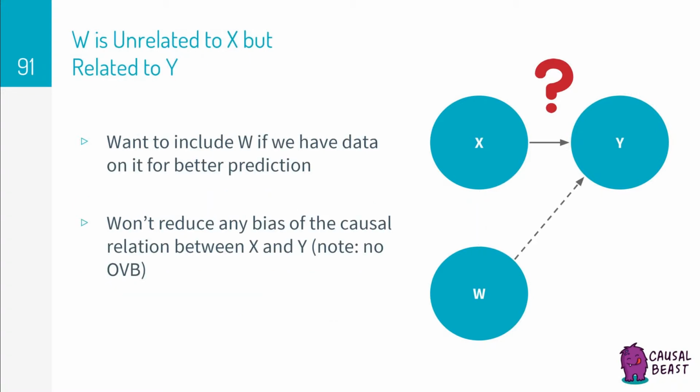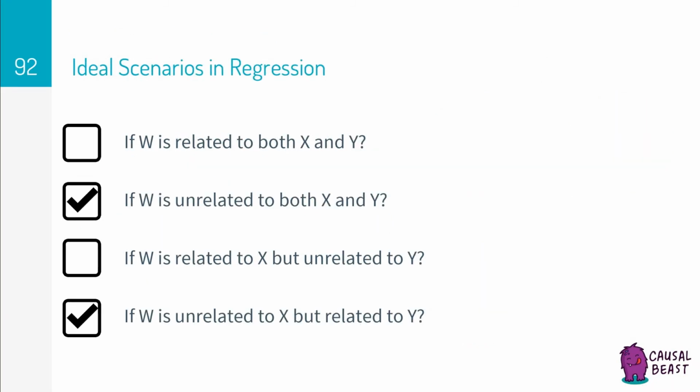And finally, let's consider the case where w is unrelated to x, but related to y. Here, there is no omitted variable bias since there is no correlation between w and x. If we have data on w, great, we should include it, since its inclusion will help us model and predict y better. But if we don't, that's okay, since including w won't reduce bias. In summary, we like 2 of the 4 scenarios we covered, and it turns out that instrumental variables analysis is going to help create one of these scenarios.